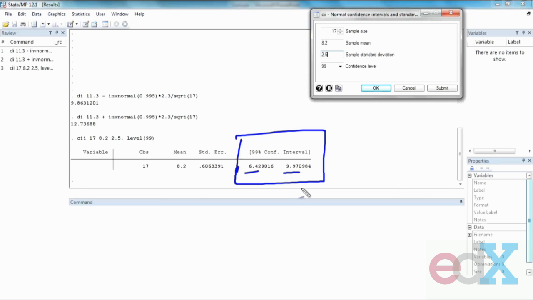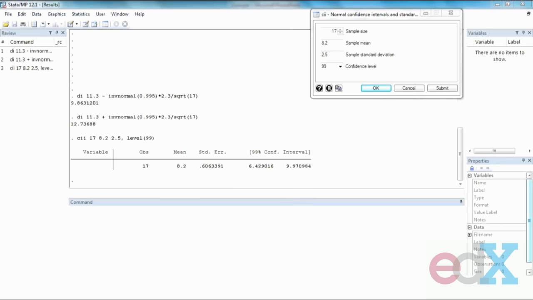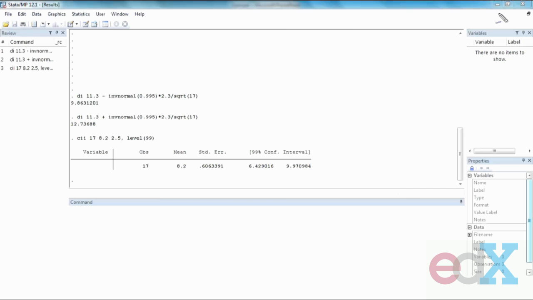So repeatedly sampling from this population, we would expect the mean for the population of healthy young adults who completed the program to lie in this interval about 99% of the time. Now we've calculated this confidence interval using the t distribution. An interesting question is, what if instead we decided to calculate the confidence interval using the z distribution?